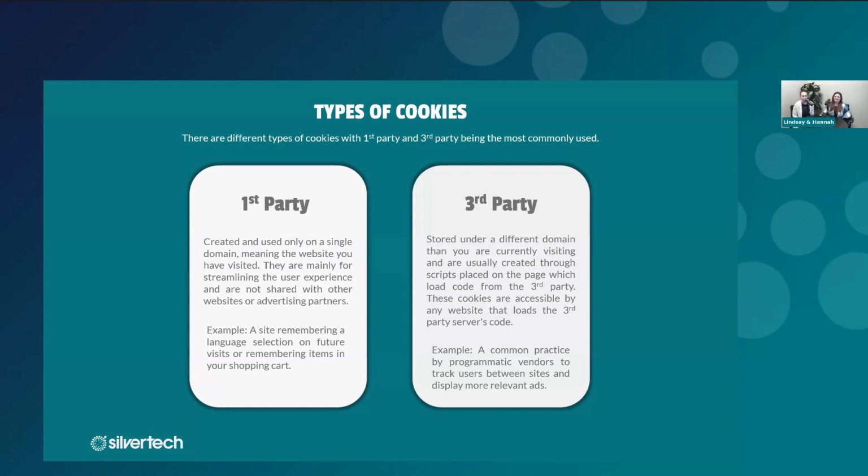Third party cookies are ones that are stored under a different domain than the one you're currently visiting. And they're usually created through scripts placed on the page, which load code from the third party. So these cookies are accessible by any website that loads the third party server's code. This is a really common practice with programmatic vendors, for example, and it allows us to share that data and track users between sites, not just relying solely on that single website's data, and allows us, again, to display more relevant ads.